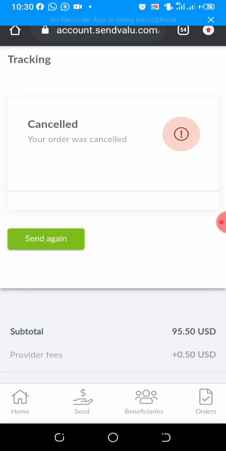About 3 days later, the money dropped in my account. I got a message from my bank that the money has been released, and I saw the alert. And that was how I was freed and rescued from Sendvalu wahala. So here's the takeaway.